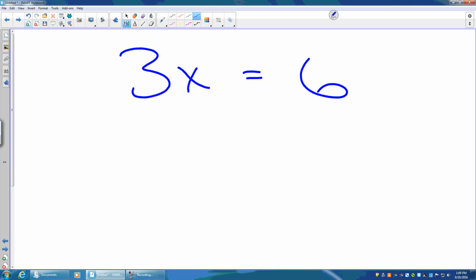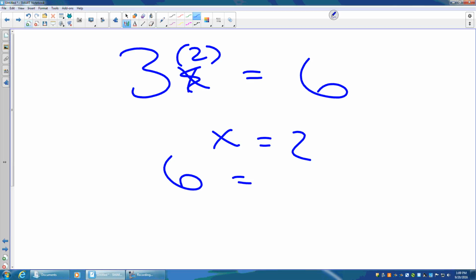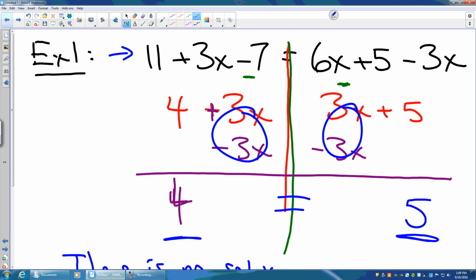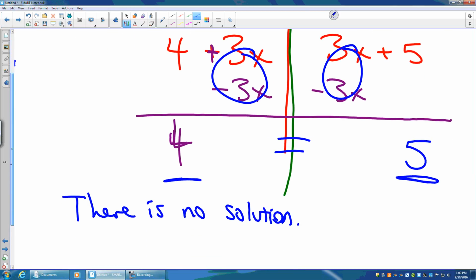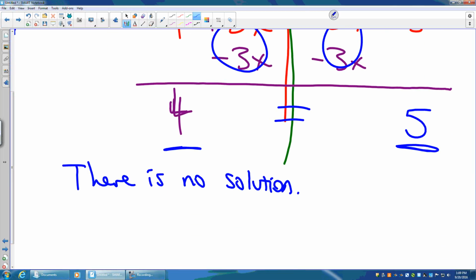I'm going to plug 2 in here because my x is 2. Plug 2 in here. This side is 6 and this side is 6. That's why that is the solution. Here, there is no number I can do that with. So there's nothing that x is ever going to equal. So you need to say there is no solution.